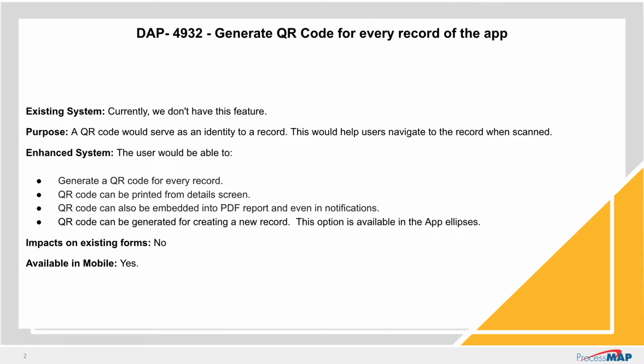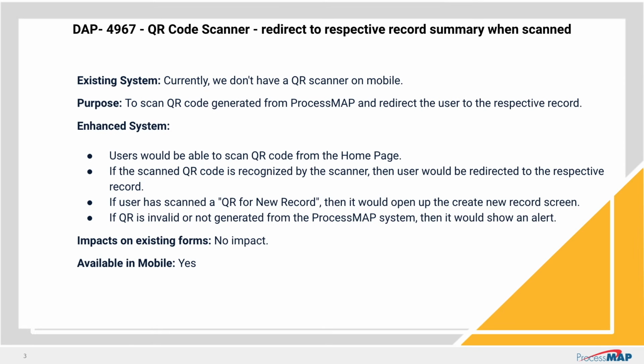In this release, we've added great functionality with QR codes. We'll be able to generate a QR code for every record. We can print a QR code from the detail screen. We can embed a QR code in the PDF report as well as notifications. And we can create a QR code to start up a new record. And on mobile, we can scan these QR codes to start a new form or to open up a record for an existing form. So let's look at this in action.